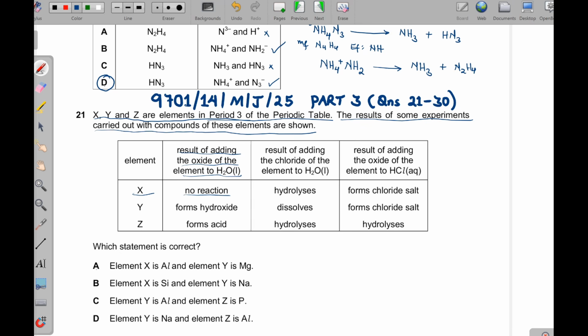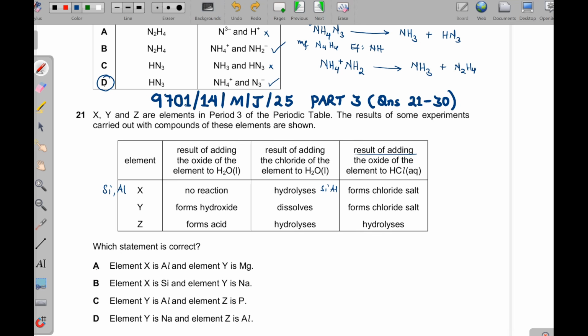So in period 3, oxides of these elements, when we add them to water and we see no reaction, we have gotten aluminium and silicon. So these two, they don't hydrolyze in water and they are not soluble. Okay, that is silicon and aluminium, no reaction. Result of adding the chloride of the element in water hydrolyzes. So again, it can be silicon and aluminium. These ones hydrolyze. Then result of adding the oxide of the element to HCl forms a salt.